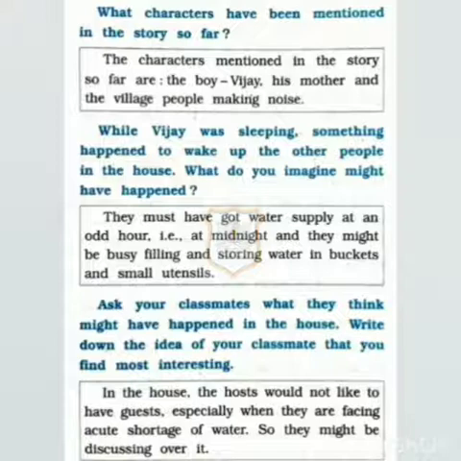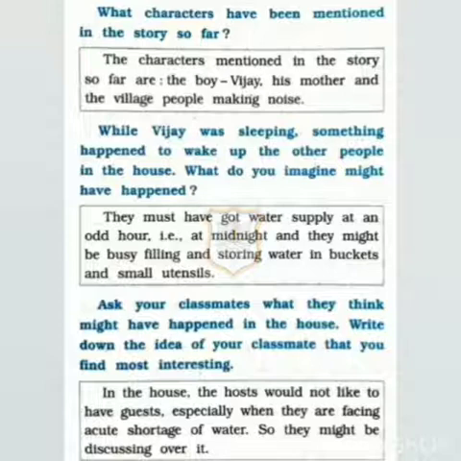They must have got water supply at an odd hour, that is, at midnight, and they might be busy filling and storing water in buckets and small utensils. Next question is, ask your classmates what they think might have happened in the house. Write down the idea of your classmate that you find most interesting. So children, what you have to do is write down the idea of your classmate that you find most interesting from activity number 2.